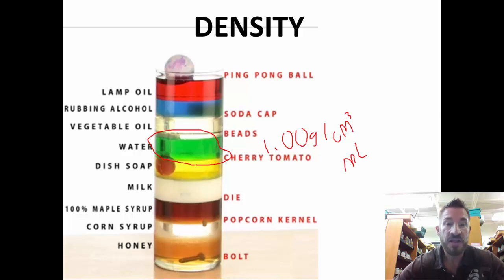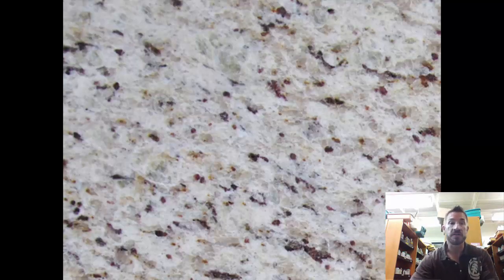Now we see everything below that, cherry tomato, dish soap, milk, maple syrup, dye, all these things would actually sink in water. The things that are above that are actually less dense, or have a density less than 1. For example, oil. We know oils float in water. Or alcohol. Or the ping pong ball. All those things are less dense. So what we're going to do is do 3 different density problems.